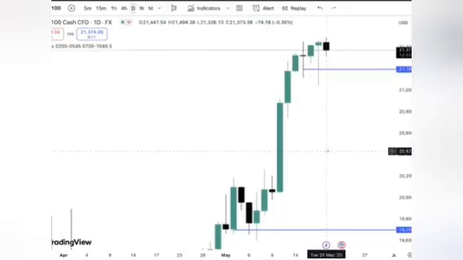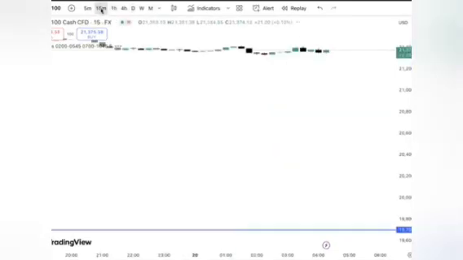Now, after knowing the direction, the next thing is entry, because you can know the direction and then eventually still not make money from the market that day. So what you need to do is, first of all, go to a lower time frame, 1 hour or 15 minutes. I usually love to do it on 15 minutes.